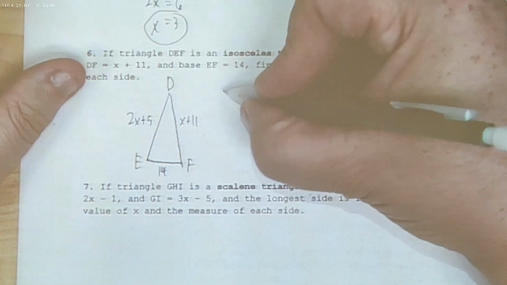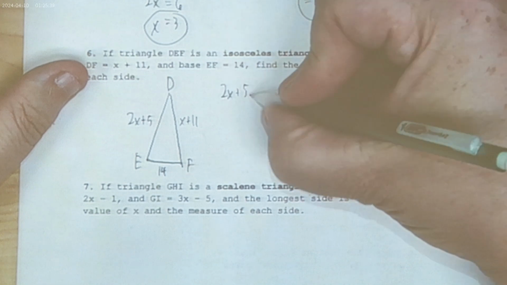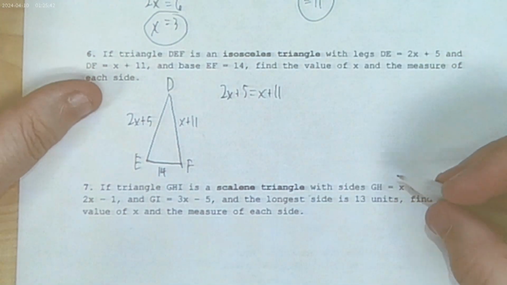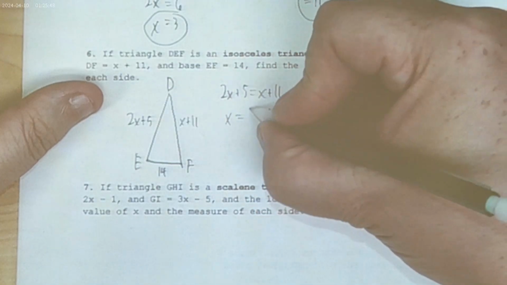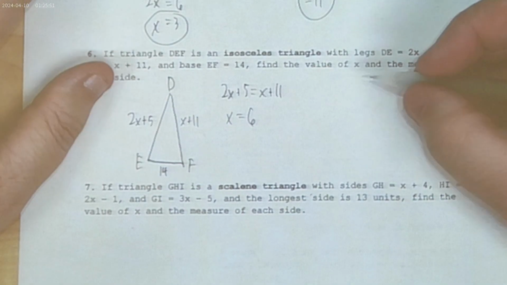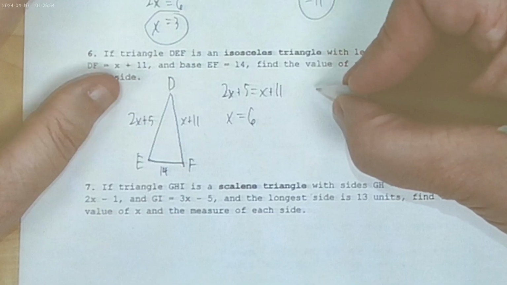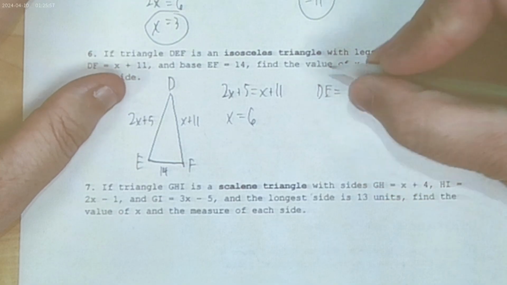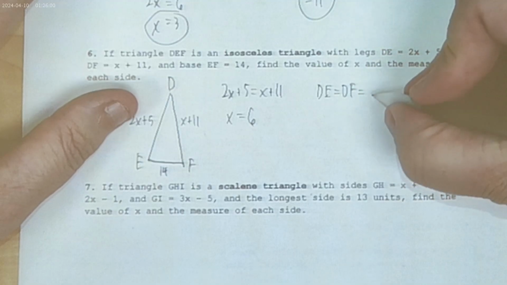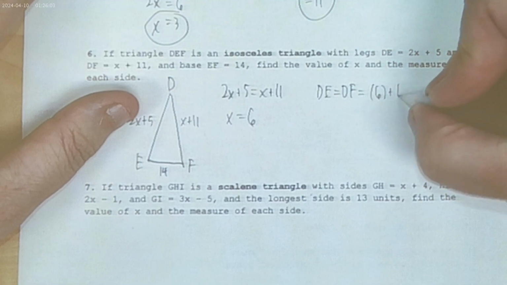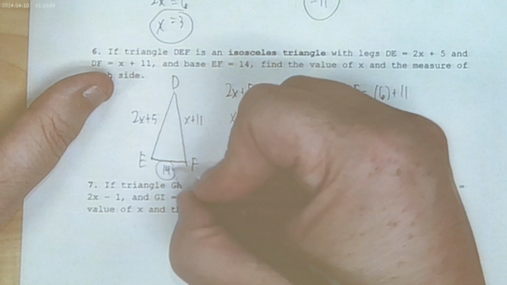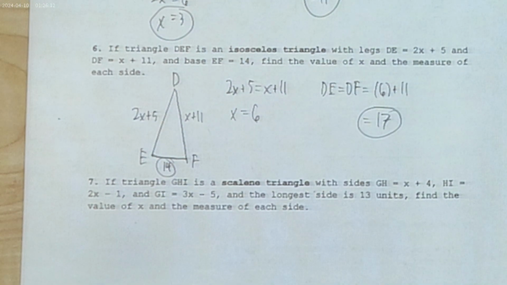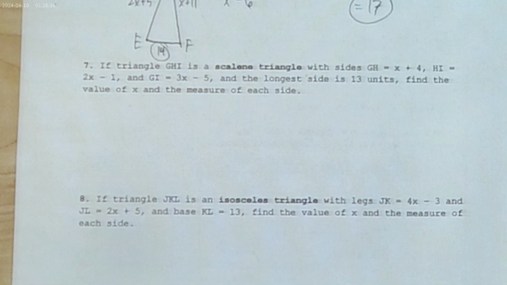And so what that means is I can go with 2x plus 5 equals x plus 11. I'm going to subtract x and then subtract 5 from both sides. That gives me x equals 6. Pretty straightforward. So I'm just going to feed in. DE equals DF equals 6 plus 11, which equals 17. And we already know EF equals 14. So there we go. All right. So we're doing pretty well. We're finding sides using triangle identities, and onward ho.